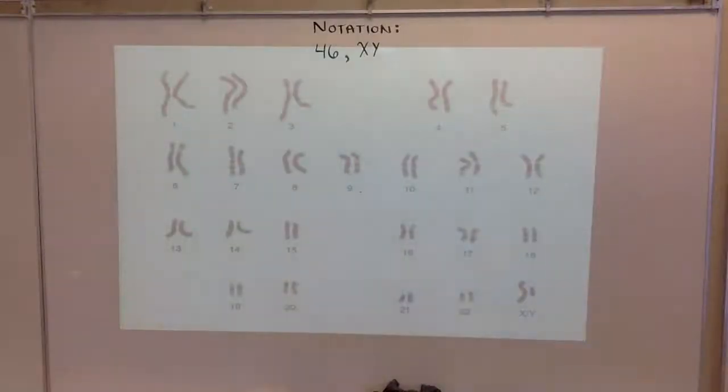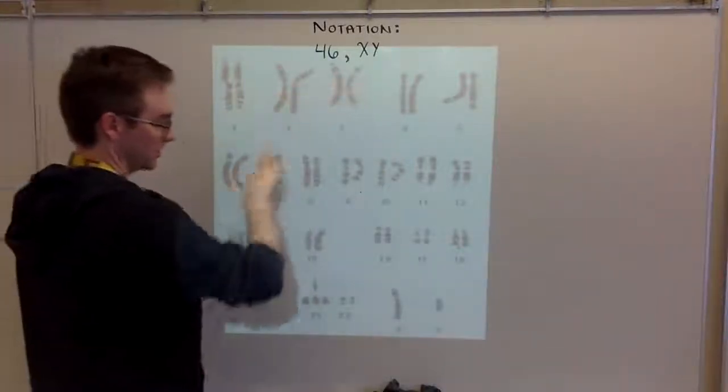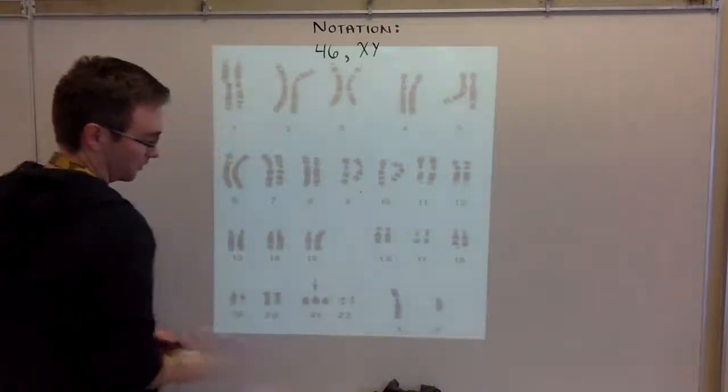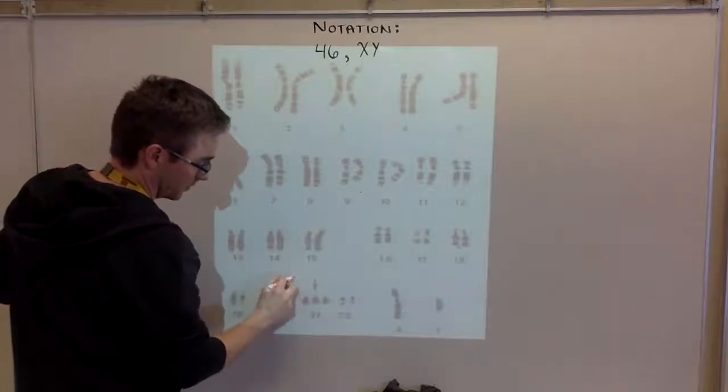All right. So now let's look at what it is when we have a mistake. So here we are. There was a mistake in the mutation here, and one of them has too many chromosomes. We have 2 number 1s, 2 number 2s, until we get down to this one right here. 21 is a small chromosome, and there are 3 of them.